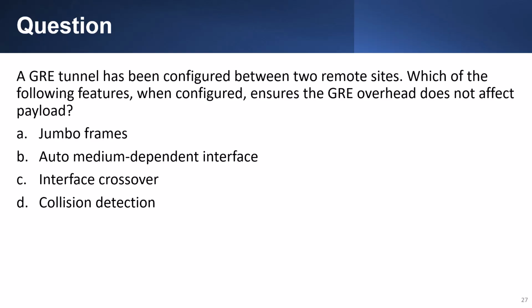Question: A GRE tunnel has been configured between two remote sites. Which of the following features, when configured, ensures the GRE overhead does not affect payload? Answer: Jumbo frames.